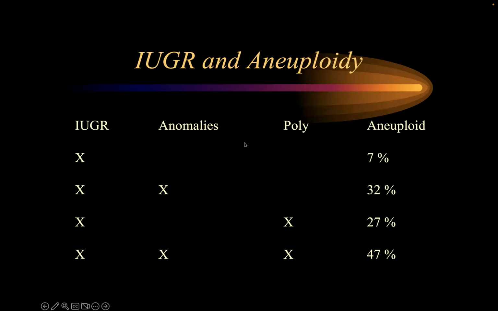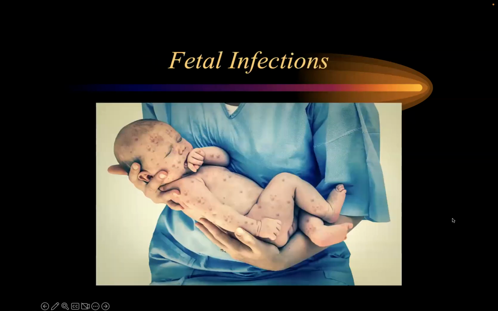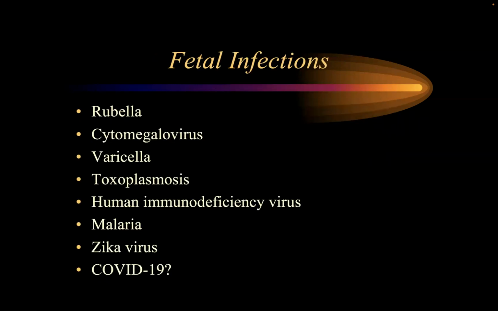Polyhydramnios without anomalies, 27%. Combine the two together and almost half of the fetuses will be aneuploid. Next slide. Next, we're going to shift and just talk about fetal infection. So this is a fairly comprehensive list of known fetal infections that can be acquired through the mother in pregnancy: rubella, CMV, varicella, toxoplasmosis, HIV, malaria, Zika virus, and COVID, question mark.